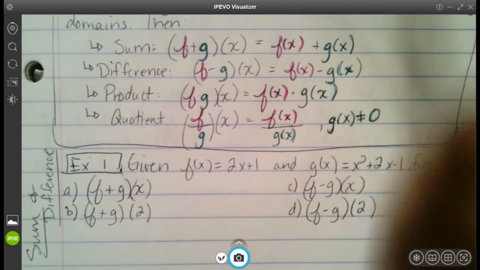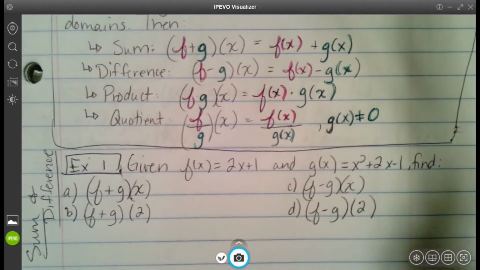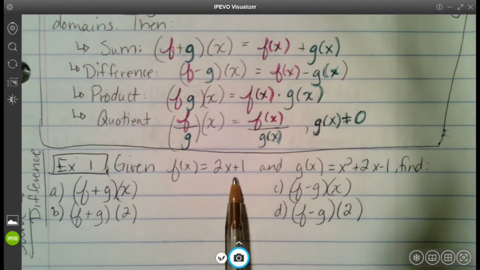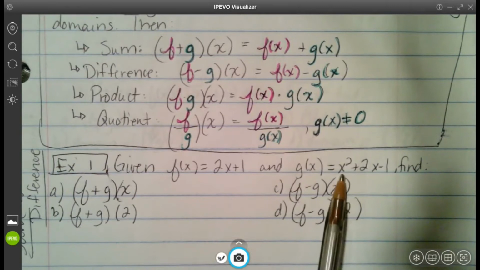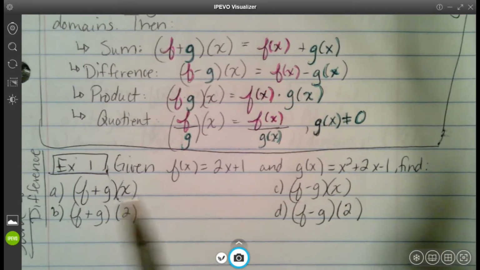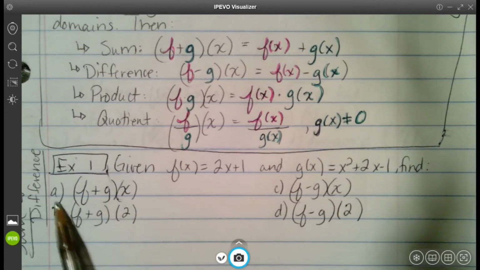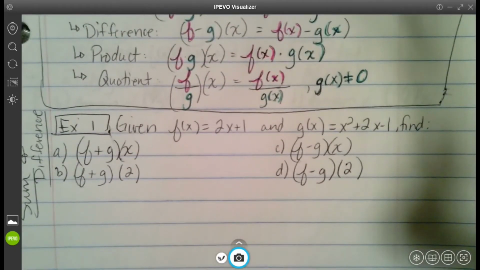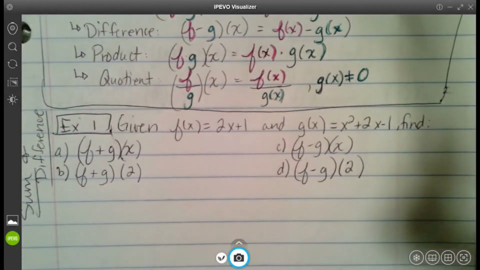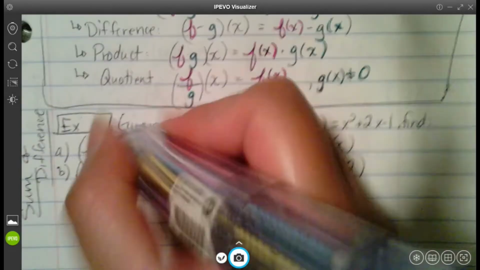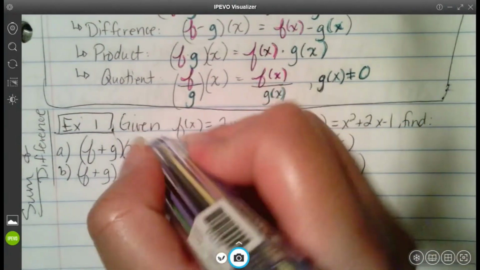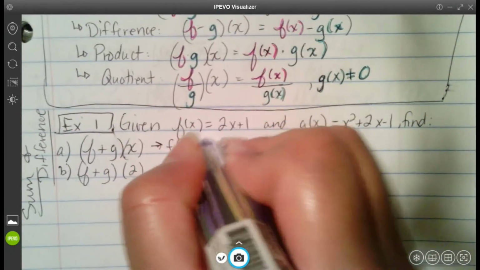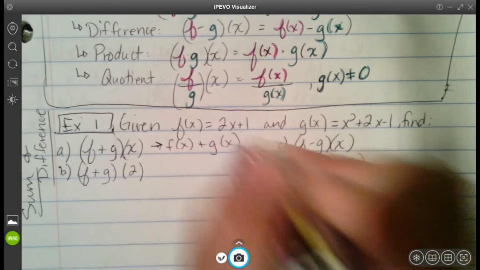This is going to cover sums and differences. Given f of x is equal to 2x plus 1 and g of x is equal to x squared plus 2x minus 1, find all of this. We're going to take this piece by piece. I'm going to work on this side first, and I'm going to find f plus g of x. First of all, we're going to write what this is equal to. This is the same as saying f of x plus g of x.